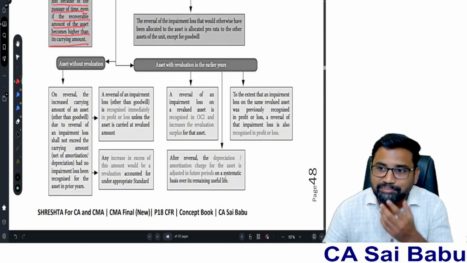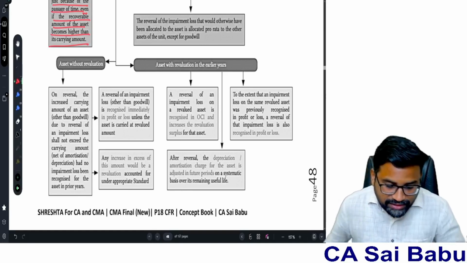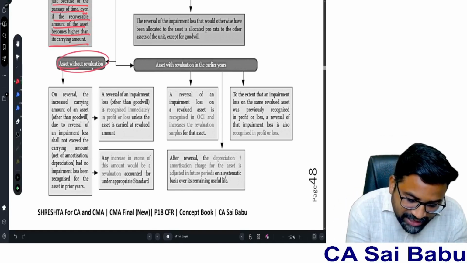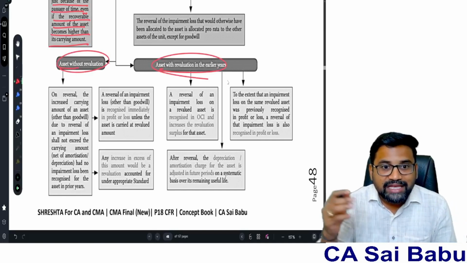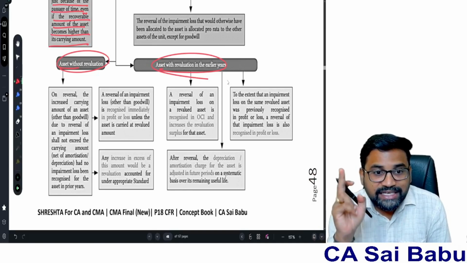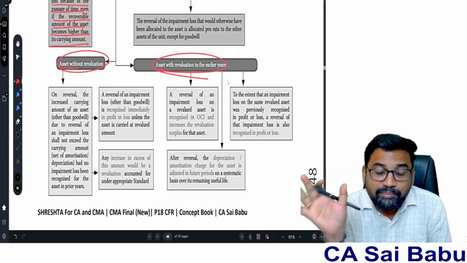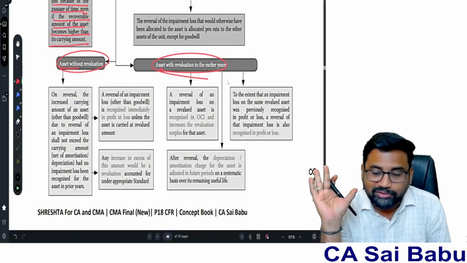So you want to reverse the impairment loss. Yes, you can. But again, you need to see whether the asset is previously revalued or not revalued. Same as in the initial impairment loss booking, what is the treatment? The asset is not subject to revaluation. That means there is no revaluation surplus. Then I said impairment loss totally will be transferred to P&L account.